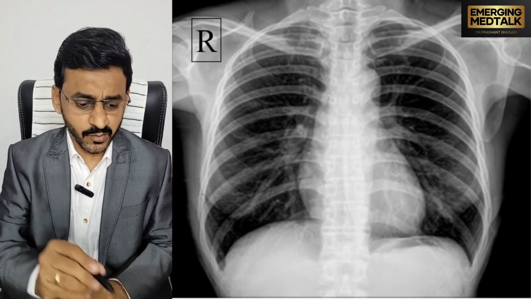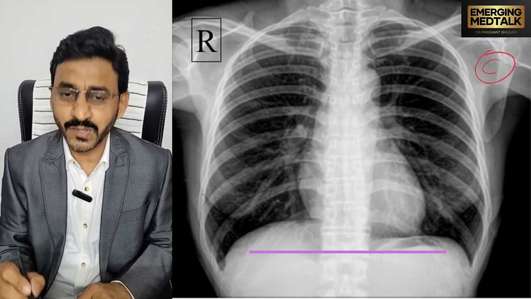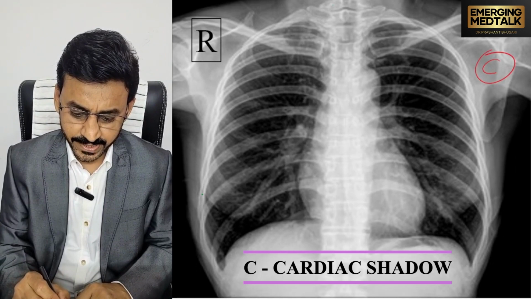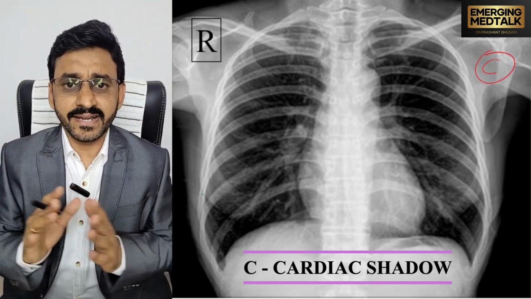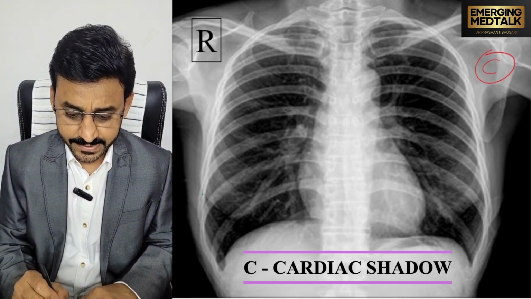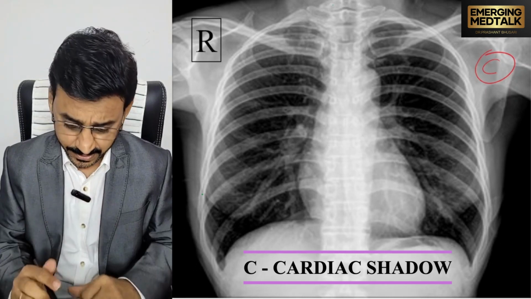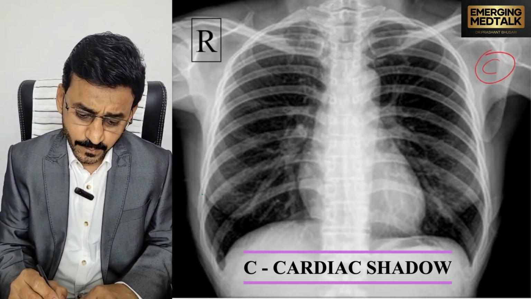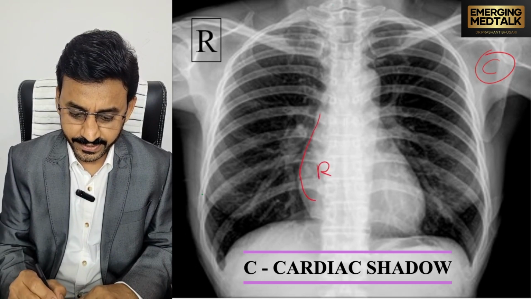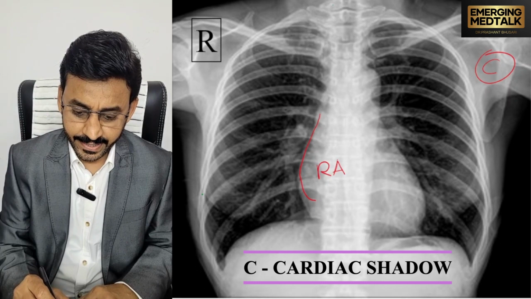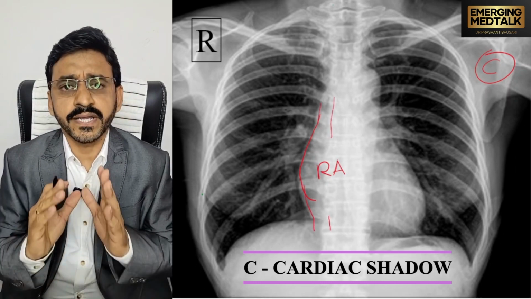After B, we'll discuss the third, which is also important, that is the cardiac shadow, that is C. The heart is situated within the mediastinum between the right and left lungs, and we can see here the two borders, the right cardiac border and the left cardiac border. Here the major portion of the right cardiac border is formed by the right atrium, above by some portion of the superior vena cava, and below by some portion of the inferior vena cava.